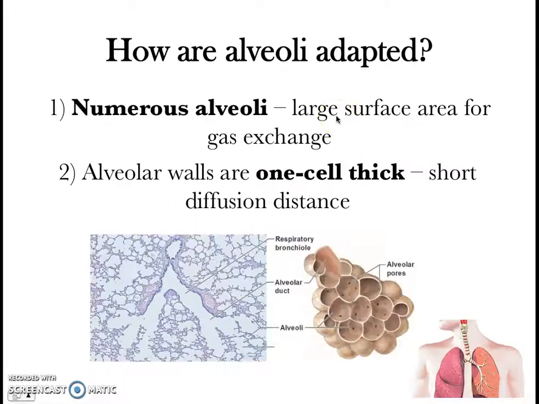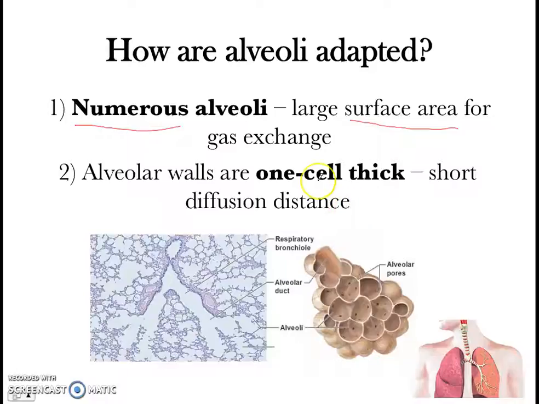So the first way that alveoli are adapted is that there are numerous alveoli. There are many of them, just like there were numerous villi. And that provides a large surface area for gas exchange. So many alveoli, much surface area. Now secondly, the alveoli have alveolar walls that are only 1 cell thick. And this allows for a very short distance of diffusion, which allows for very efficient movement and exchange of gases.